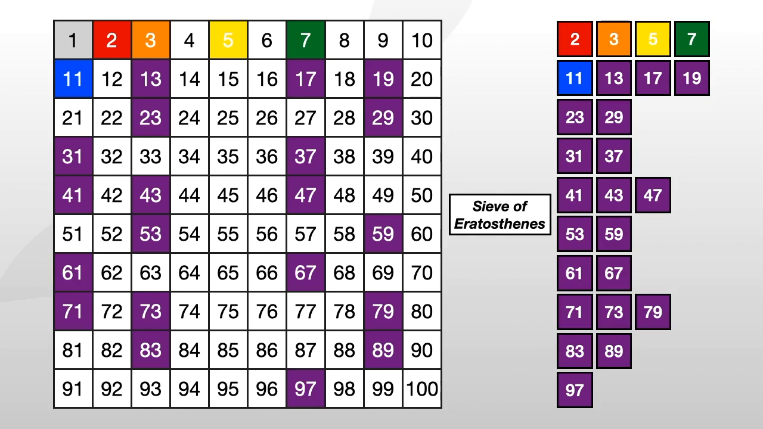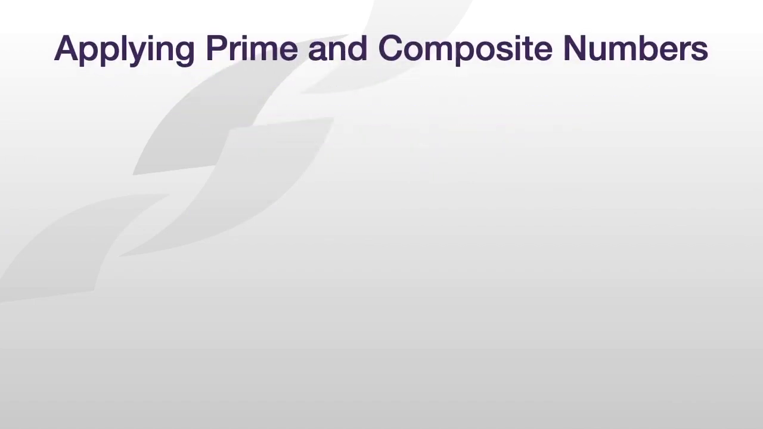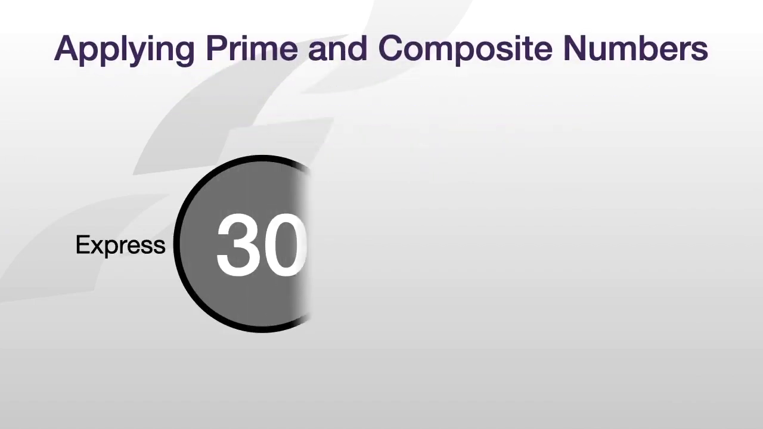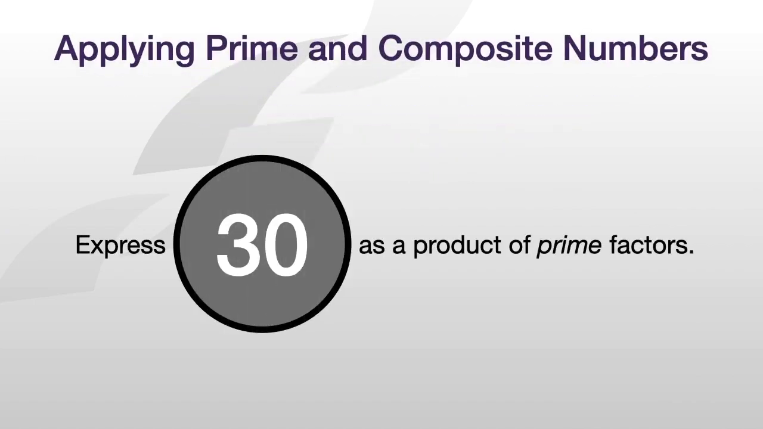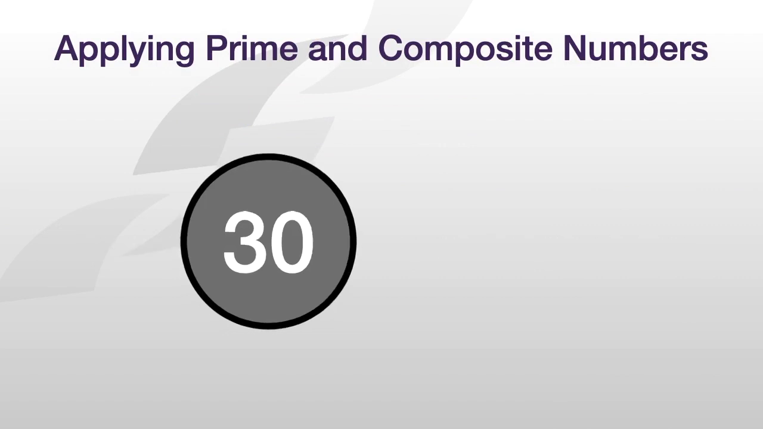Here are the prime numbers less than 100 listed in increasing order. Let's apply our understanding of prime and composite numbers. Express 30 as a product of prime factors.